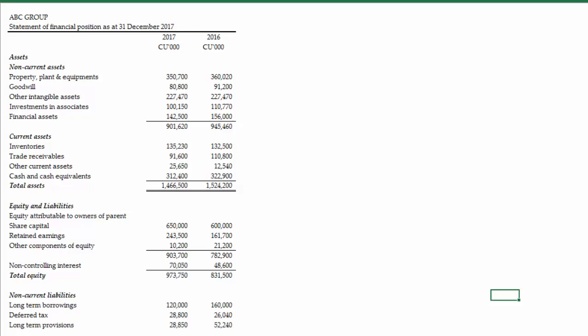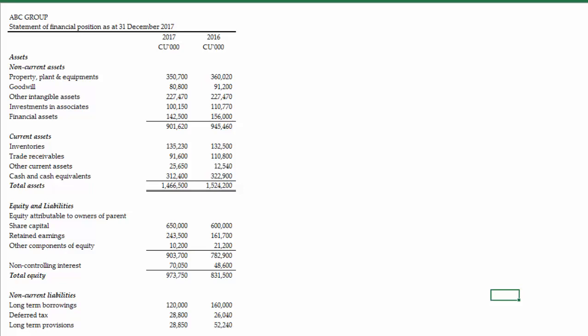The first component of financial statements that we will look at is the statement of financial position. In this case, we have the statement of financial position of ABC Group as at 31st December 2017. You will see that we have a 2-year statement of financial position: that of 2017, which is the current period, and the immediately preceding period. Remember the requirement of IAS 1 under general features, which is comparative information. So providing the information of 2016 is in compliance with that requirement of comparative information.